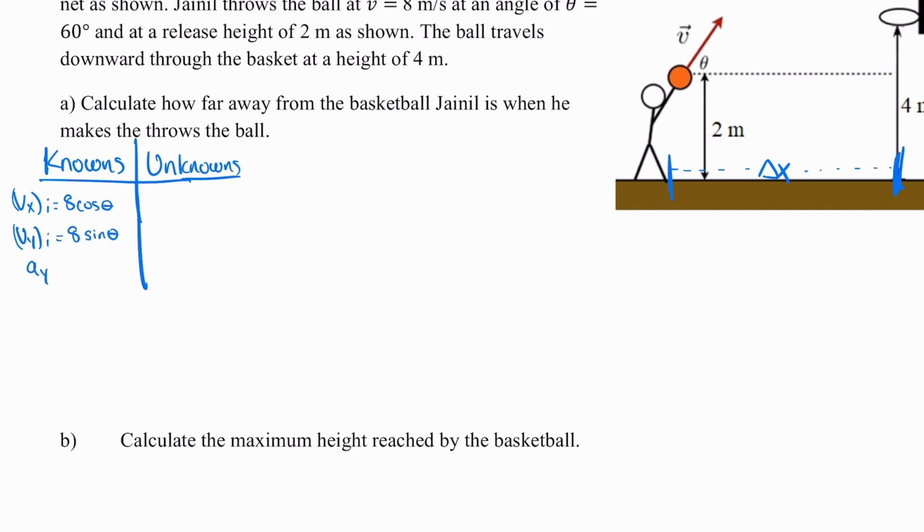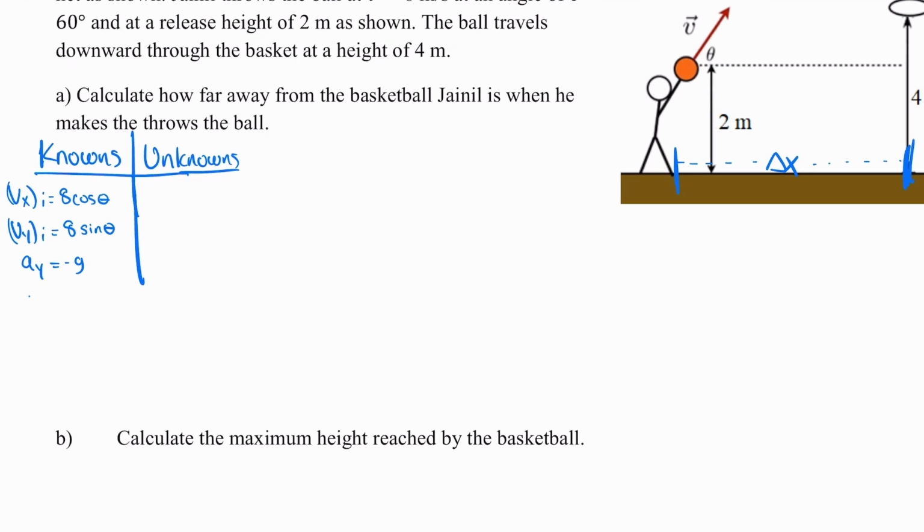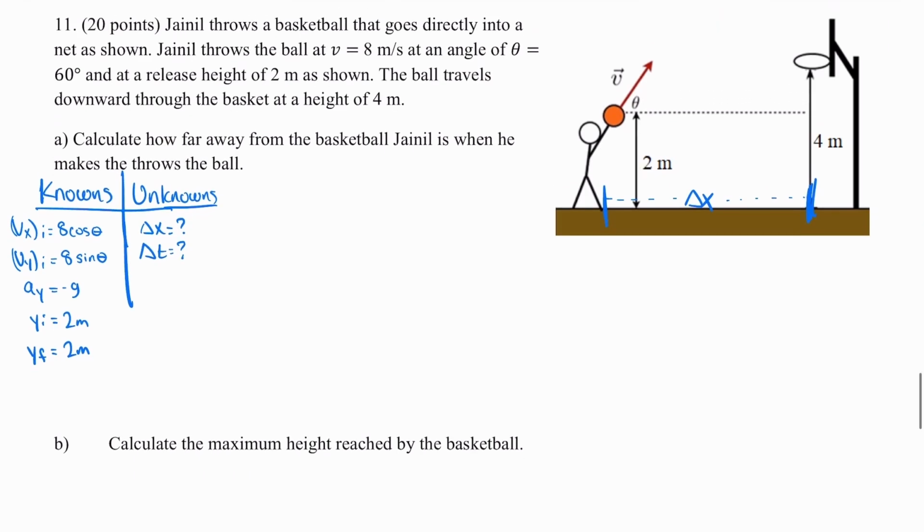Because it's in the air, my acceleration is negative g. The initial height from which it is launched is 2 meters, and the final height that it reaches when it touches the net is 4 meters. So I'm looking for this delta x, how far away is Jano, but what's going to help me out a ton is if I also know how much time it took to reach the net. And that's what I'm going to do first.